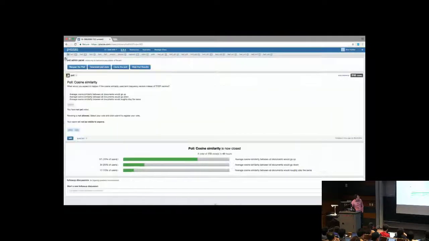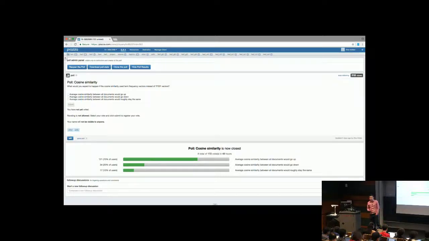Okay, so most people said cosine similarity between objects would go up. Does someone want to offer an explanation of why they think that's the case? Yeah.